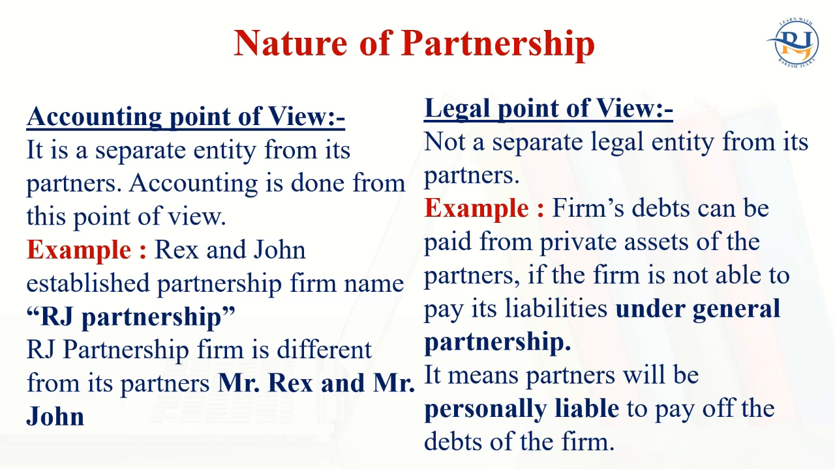But on the other side, the legal point of view says it is not a separate legal entity from its partners. For example, the firm's debt can be paid from the private assets of the partners. If the firm is not able to pay its liabilities under general partnership, what does it mean? It means that the partners will be held responsible for all the debts of the company. It means there will be unlimited liability for all the partners in the partnership firm.